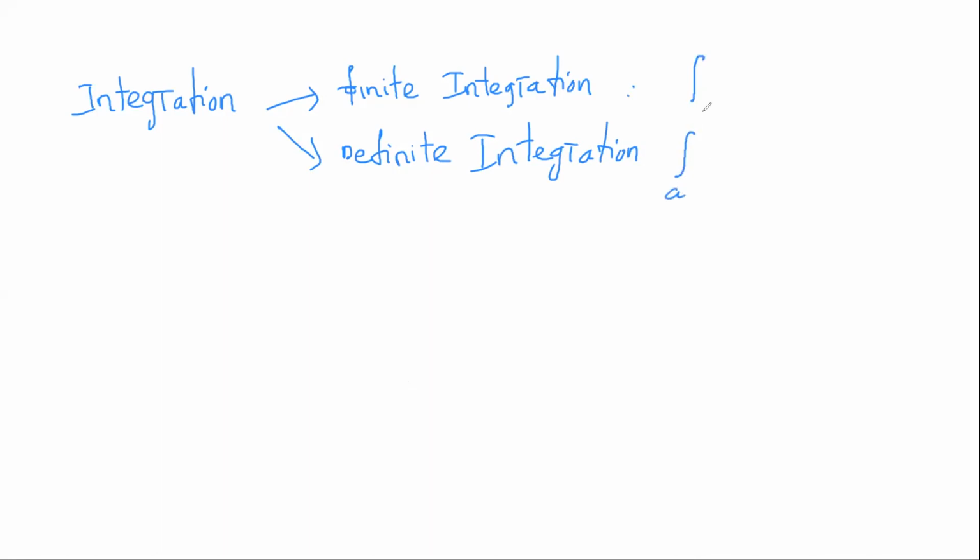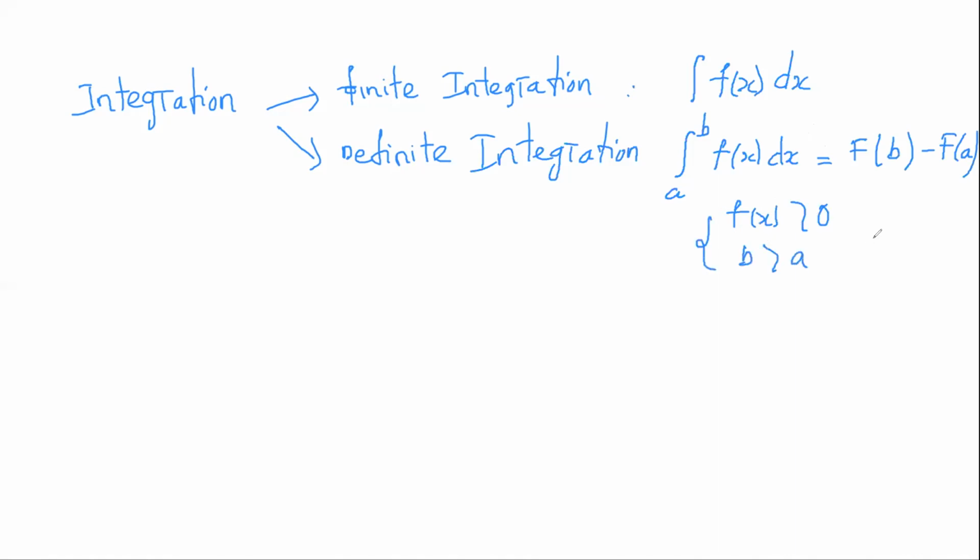Maybe from a to b here, for a function f(x) dx. For this part, you will have the result equal to F(b) minus F(a), if f(x) is greater than 0 and b greater than a, and we have F(x), where the derivative of F(x) will be equal to f(x).